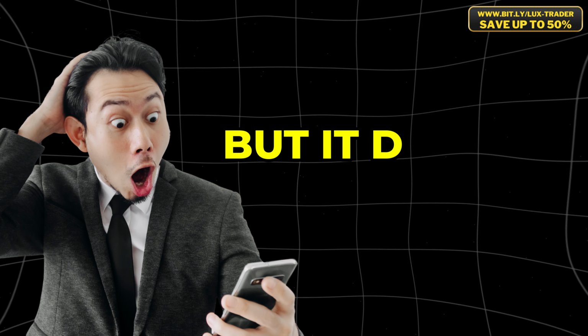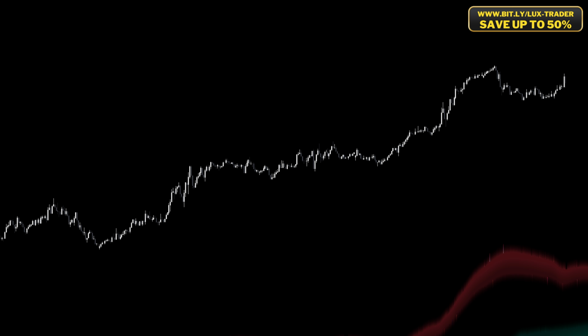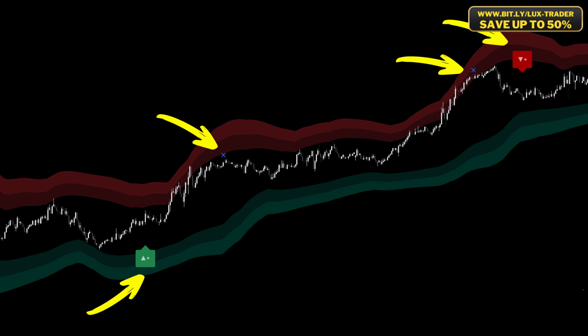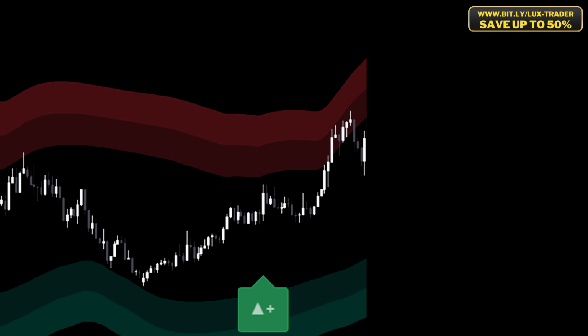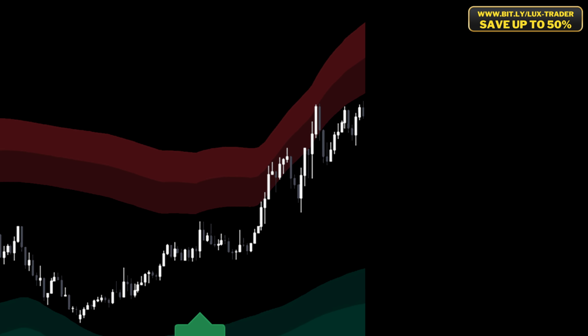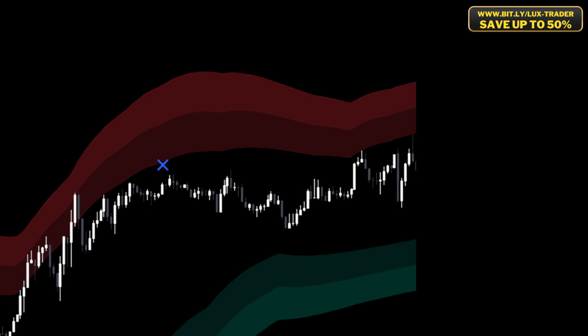But the utility of reversal bands doesn't stop there. In trending markets, these bands continue to provide valuable insights. By enabling the built-in buy and sell signals along with exit signals, we can see how the reversal bands adapt to market momentum. During an uptrend, when the price reaches the upper red band, it's often a good time to consider taking profits. Alternatively, the exit signals generated by the tool offer additional confirmation, ensuring that traders can lock in gains at optimal moments.